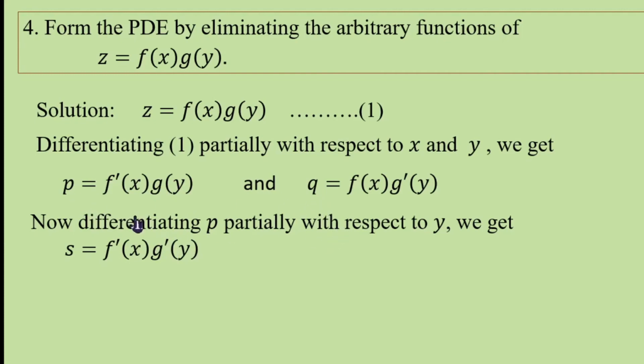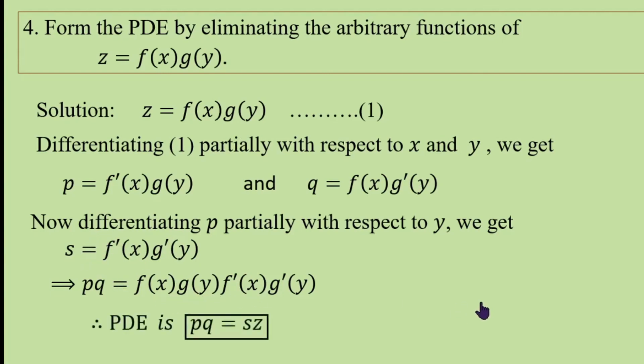P into q becomes f dash of x, g of y, f of x, g dash of y. And f of x into g of y is z, and f dash of x into g dash of y is nothing but s. So right hand side becomes z into s, and hence required PD is p into q equal to s into z. Dou z by dou x into dou z by dou y equal to dou square z by dou x dou y into z. So that is the required PD.